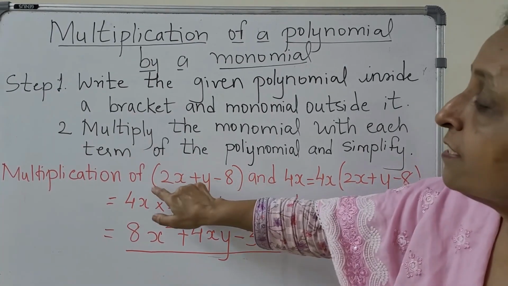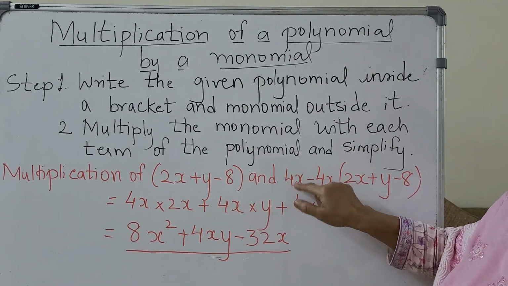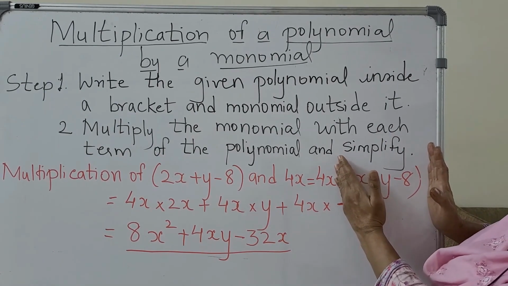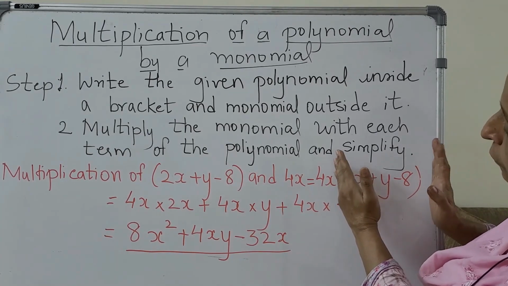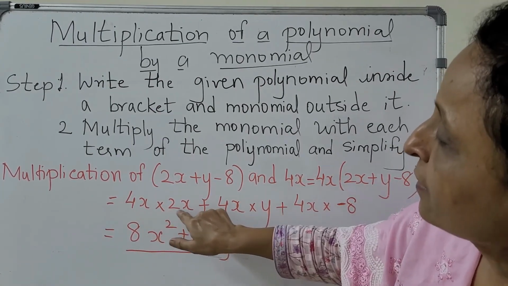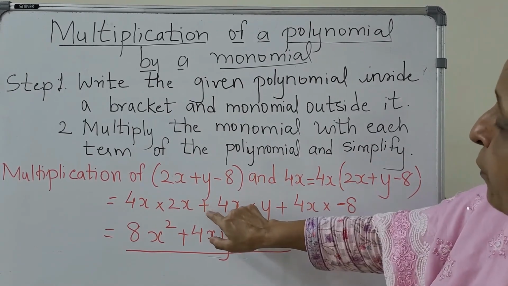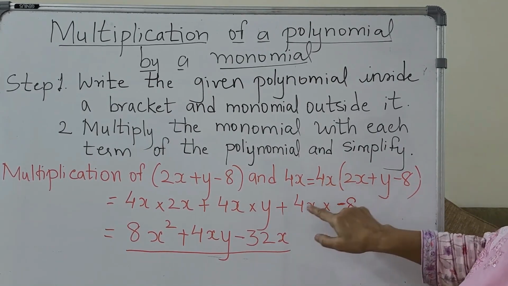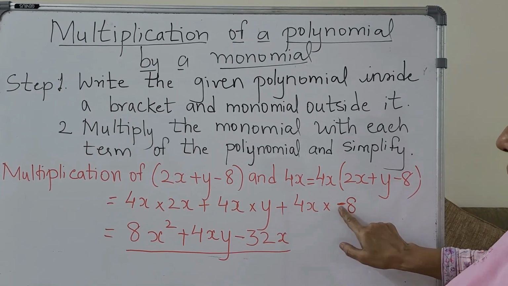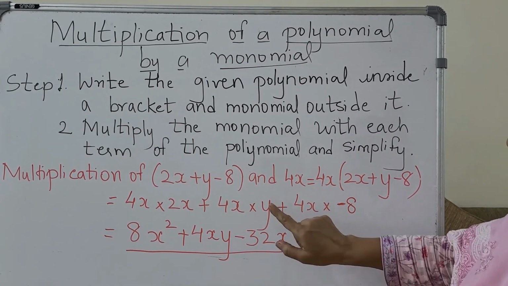So now this is the polynomial 2x plus y minus 8 and this is the monomial 4x. So 4x you put outside and 2x plus y minus 8 you put inside the bracket. Now when you open the bracket, 4x into 2x, 4x into y, put the sign plus. Now this is plus 4x. Now be careful, there's a minus inside. So you have to write this minus 8 as it is, with 4x as it is.